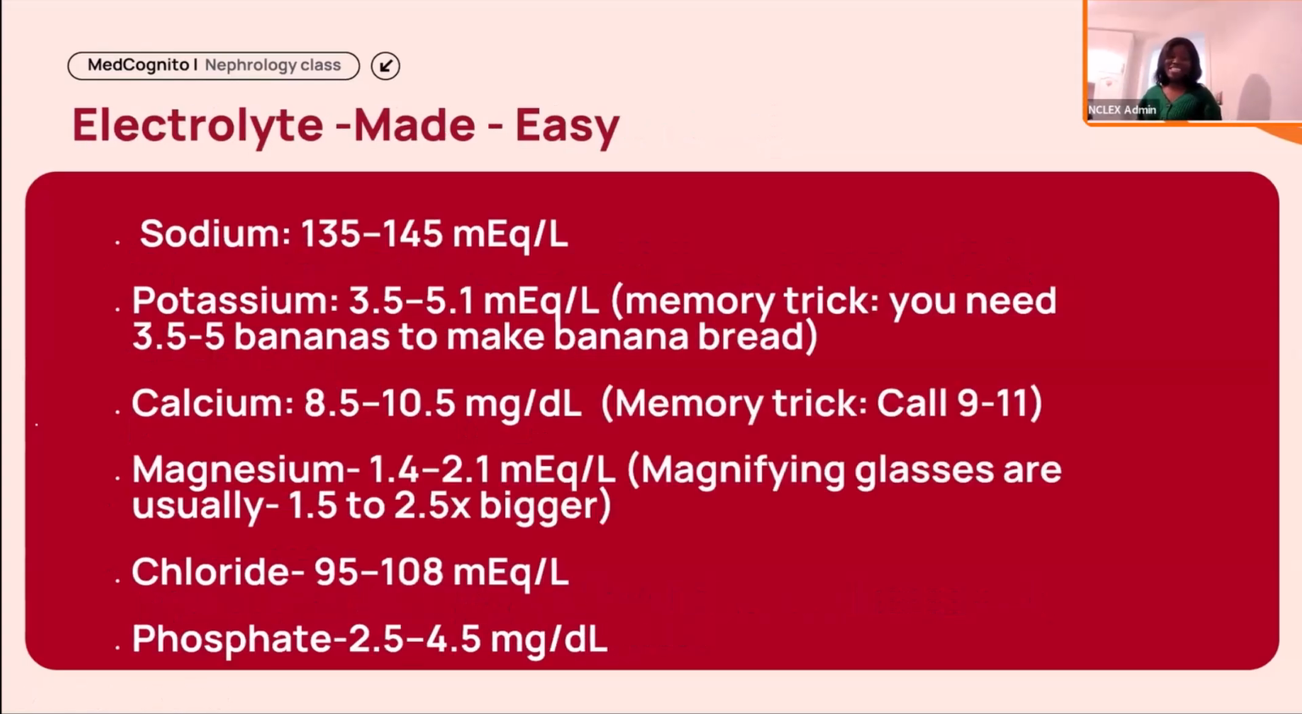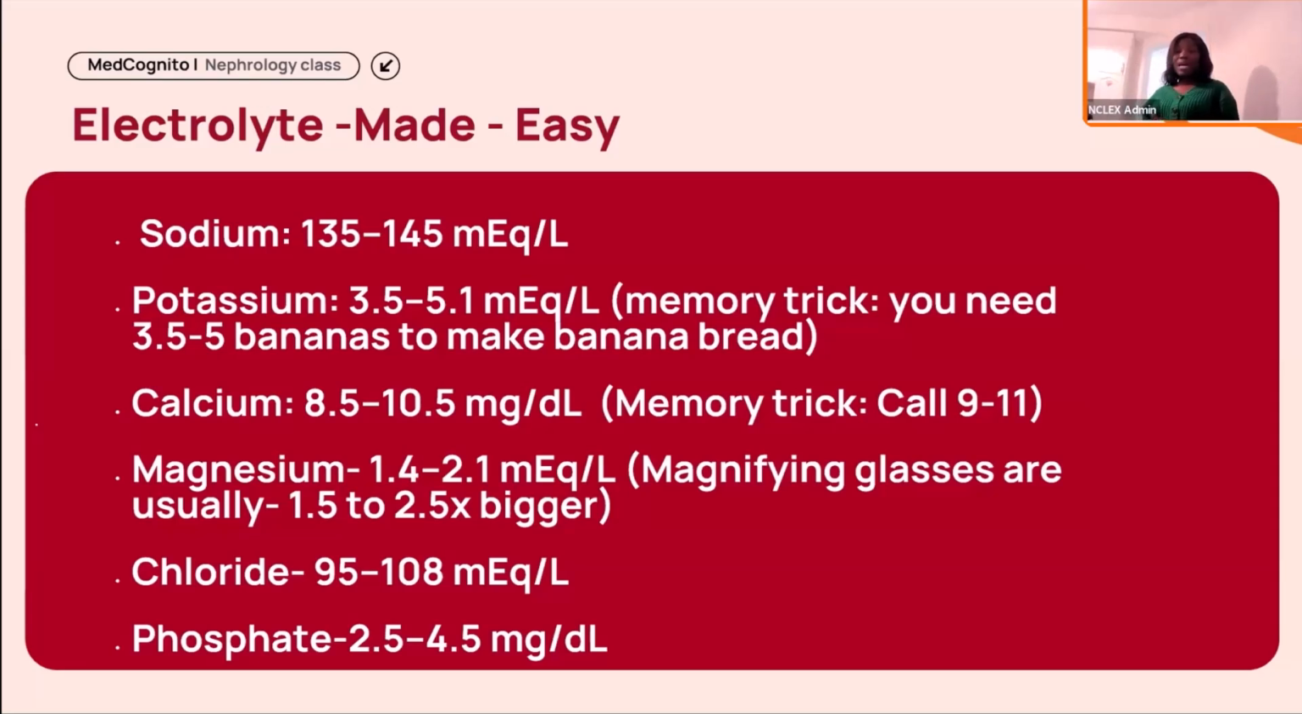So we're now diving into electrolytes. I want it to be very easy. We'll be looking at sodium, potassium, calcium, magnesium, chloride, and phosphate. Sodium is kind of easy to remember: you have the 35, you have the 45. So 35, 45 sodium. You know that sodium is 135 to 145.